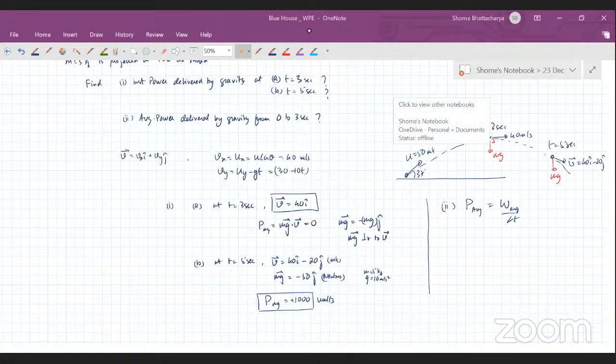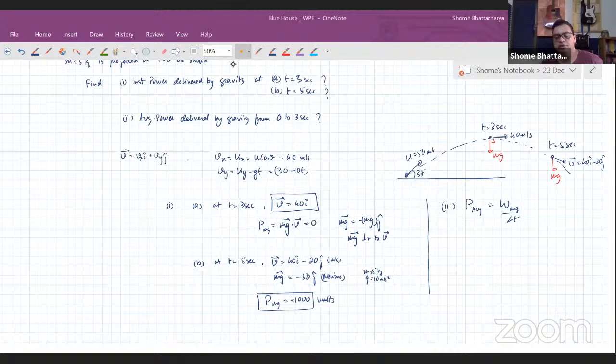Okay. So the second part, the average power, we can also do this way. Work done by mg will be minus mgh, where h is this maximum height. That's one way we can do this.